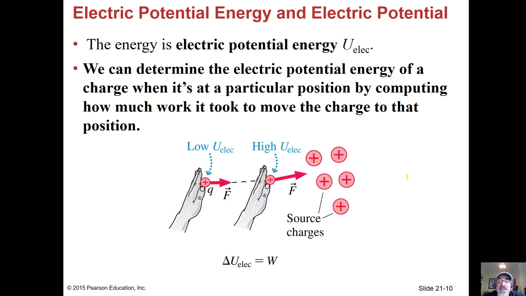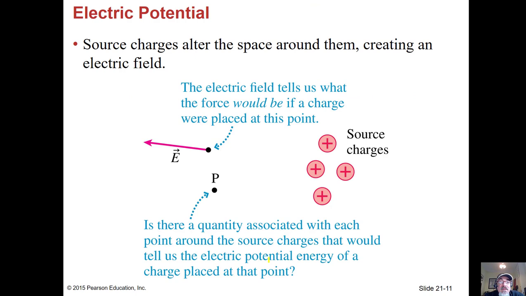Okay, so the energy is called electrical potential energy. So the U means potential, and then usually we just write ELEC for electrical. And then you can figure out how much you've stored by looking at how much work you had to have done here. Okay, so more about that in just a minute.